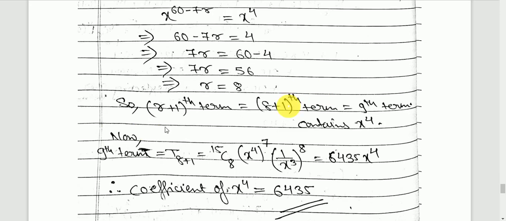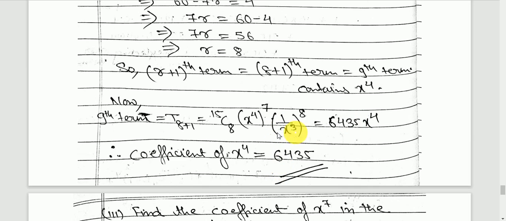Now the 9th term is T(8+1), 15C8, x to the power 4 raised to 7, into 1 upon x cube to the power 8. Simplify, and you get 6435 into x to the power 4. That means the coefficient of x to the power 4 is 6435. So that's how we find this type of question. This type of question is solved this way.